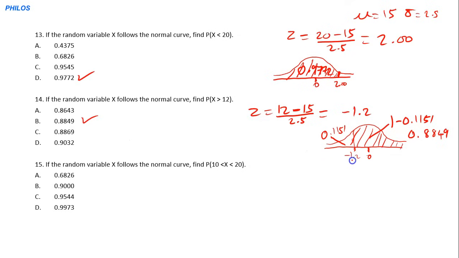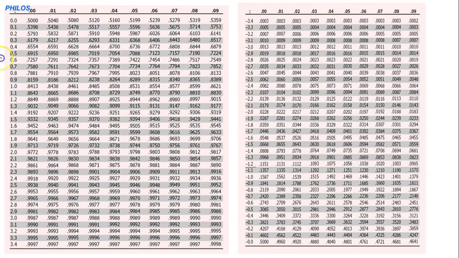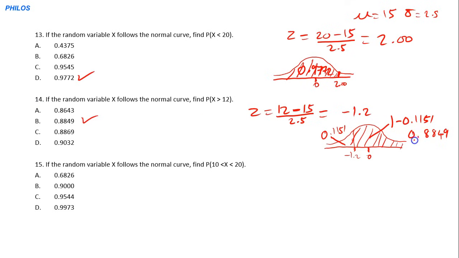Another way of checking it is, this negative 1.2, you can go and check it on a positive z table. But remember, the answer will be the right. It won't be the left anymore. Let's check negative 1.2 on a positive z table. So 1.2. We get 0.8849. So you see that we get the answer straight, 0.8849.